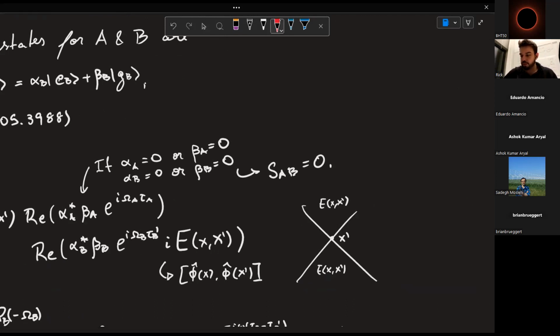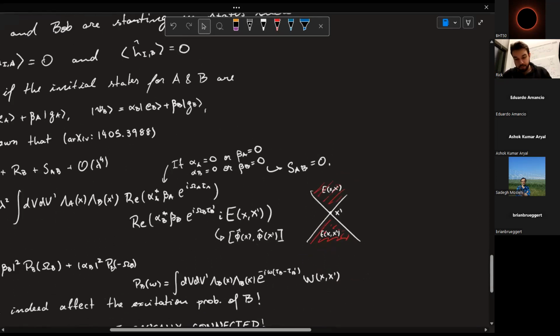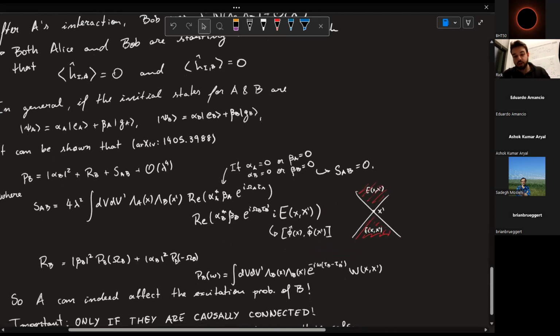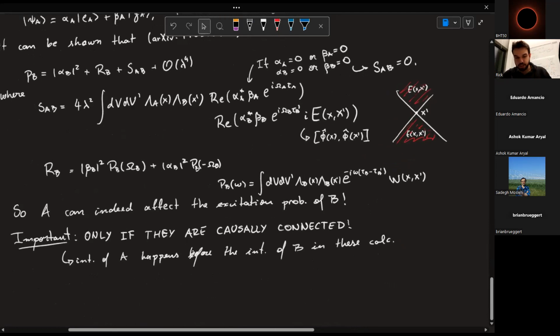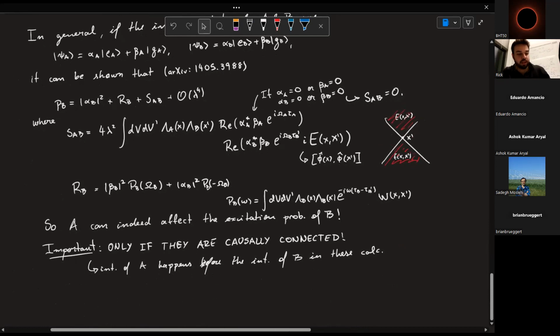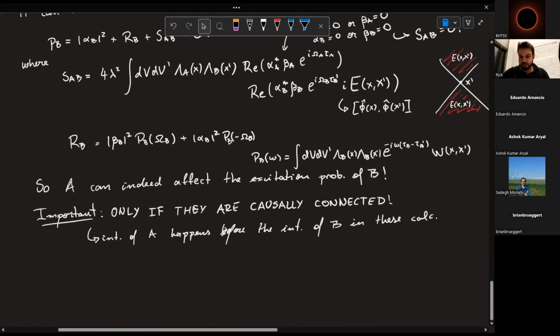So if the interaction of A happens before the interaction of B, you need them to have an overlap. You need them to be causally connected, otherwise this term here is going to be zero. If they're space-like separated, then definitely this SAB term is going to be zero, and A is not going to affect B at all. Okay. So you need them to be causally connected so that A can affect B, or so that B can realize that the interaction that A had happened. Okay.